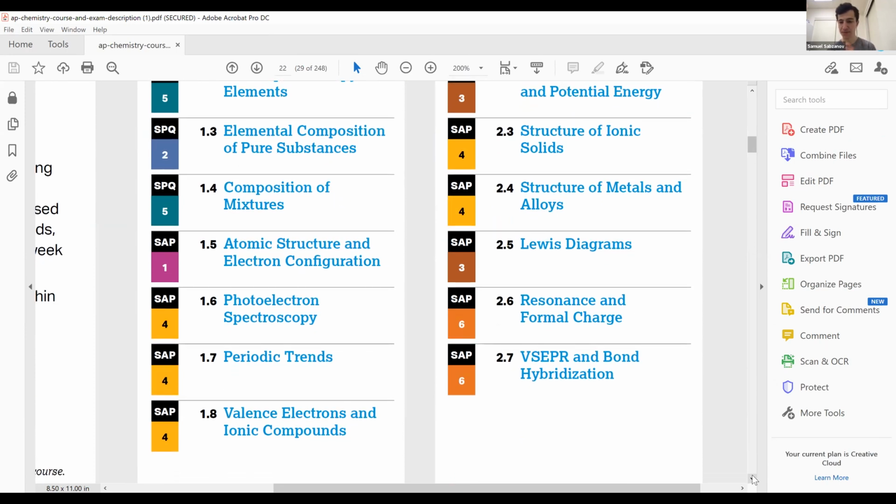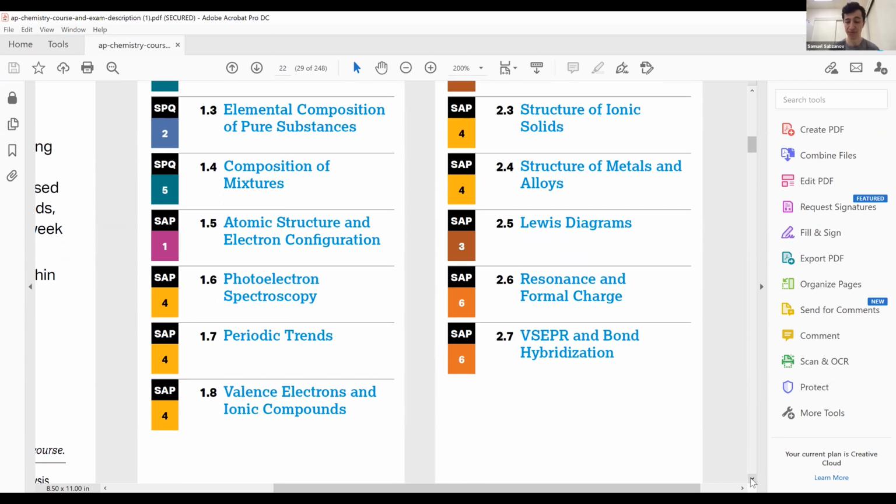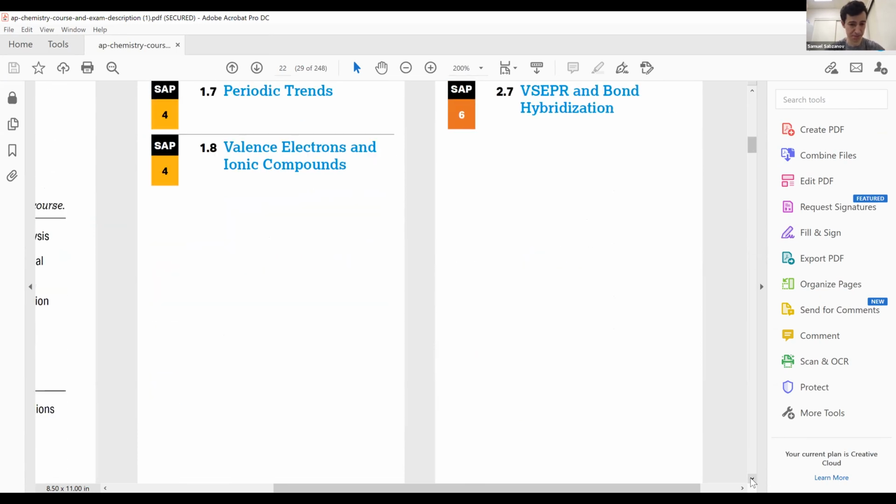Lewis diagrams and formal charge diagrams are basically ways of also representing the electron composition of your element or compound. I want to save all of that for the actual course, but that's just a broad overview of what we're going to be going through in the end part of Unit 2. So I think we're ready to talk about Unit 3 a bit.